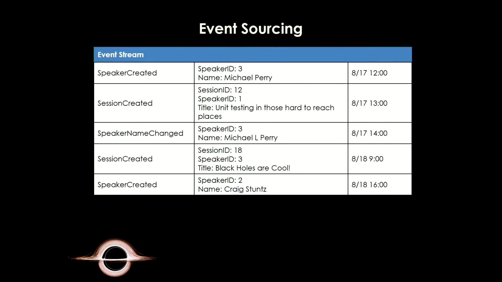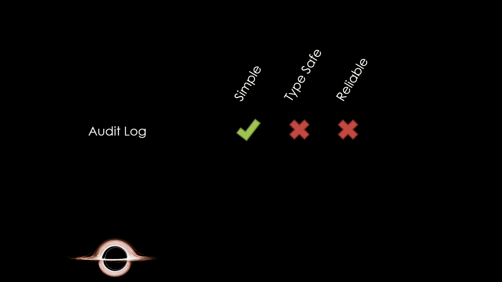So let's capture a few more. We've got a couple of sessions that were created. And so here we are capturing this entire stream of history of changes that have occurred throughout time, and then rehydrating the current state of the system whenever we need it. So comparing this to audit log, I would say event sourcing: not simple, but it definitely solves the type safety and the reliability problem. So it's type safe because each of these events has a defined type.